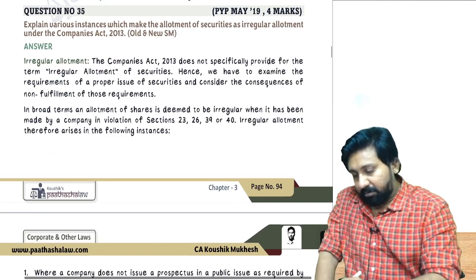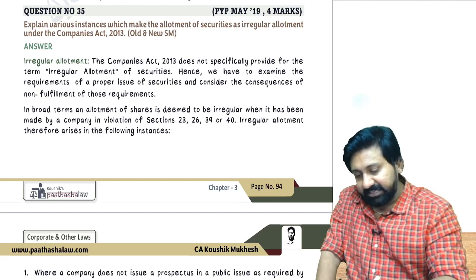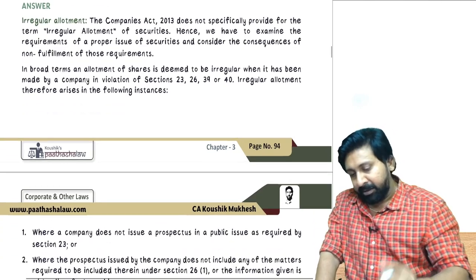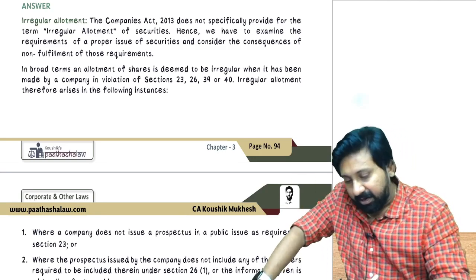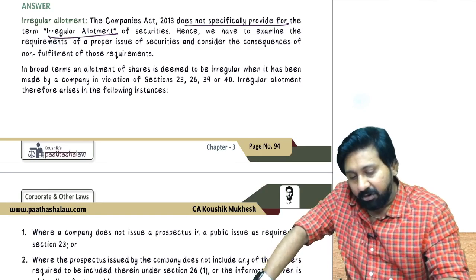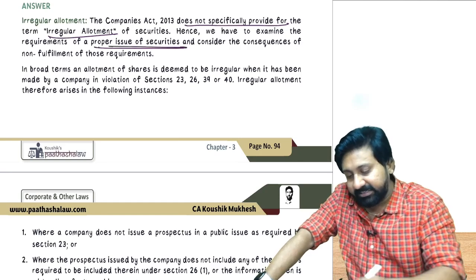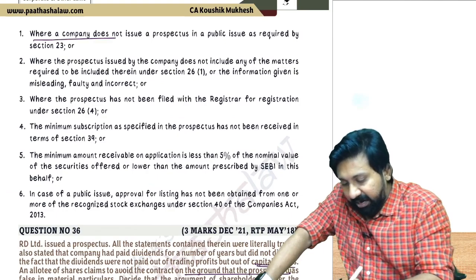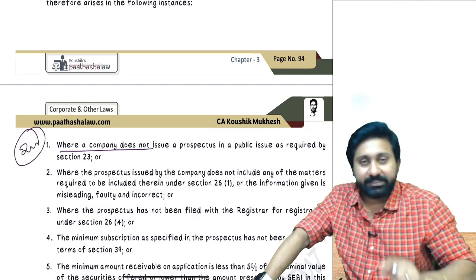Next. Explain the various instances which make allotment of securities an irregular allotment. Irregular allotment is allotment not as per the Companies Act. The Companies Act does not specifically provide any term irregular allotment. Hence, we have to examine the requirements of a proper issue of securities and consider the consequences of non-fulfillment. Let us see the circumstances. Very important, six points.